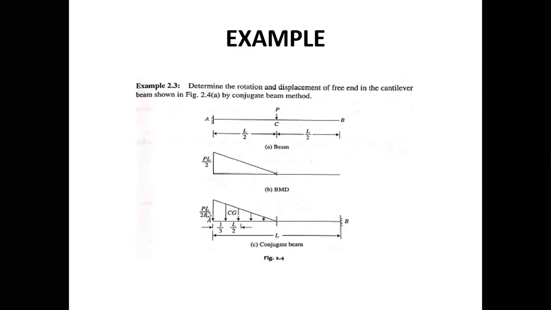The height of this portion is PL upon EI, and the CG of this triangular loading will act at L by 3 of this span. This span is L by 2, so 1 by 3 multiplied by L by 2 from end A, and from end C it will be 2 multiplied by L by 2 upon 3.